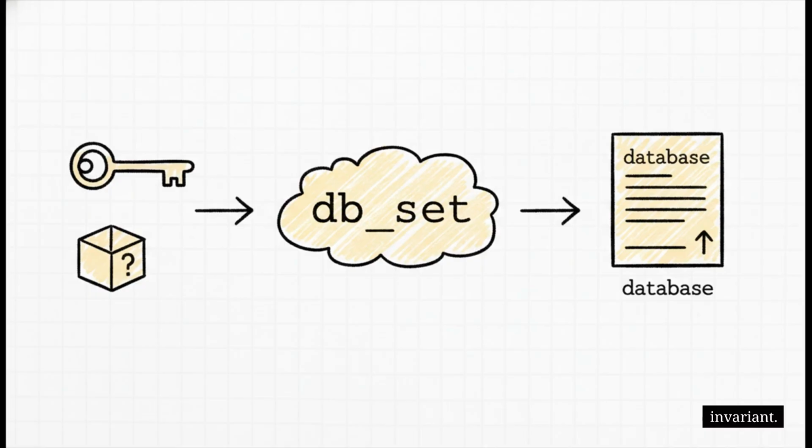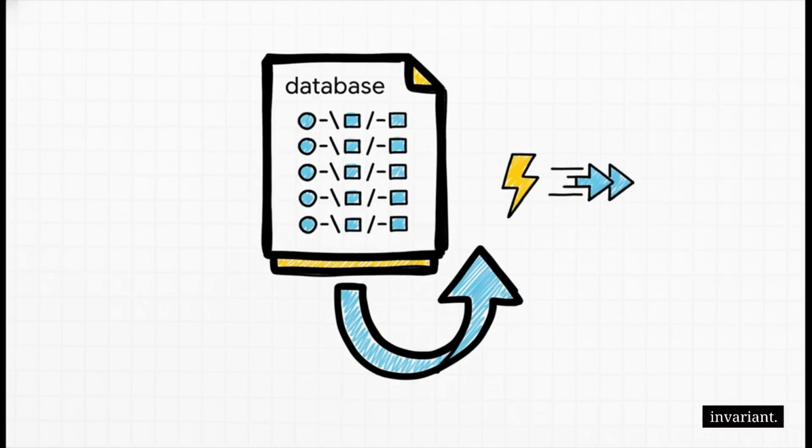Well, it might look something like this little shell script. This function, dbSet, takes a key and a value, and it does just one thing. It sticks them together with a comma and appends them to the end of a file we're calling database. That's it. That's our entire write operation. It's what we call an append-only log. And after we run that dbSet command a couple of times, our database file looks just like this. It's literally just a log of key-value pairs written in the exact order they showed up. It's dead simple. And because appending to a file is one of the fastest things an operating system can do, our writes are blazing fast.